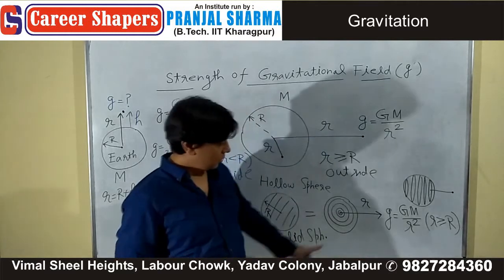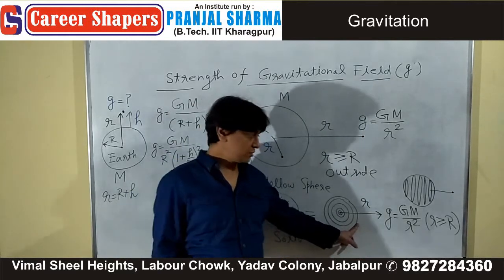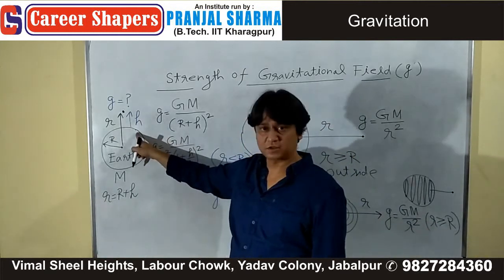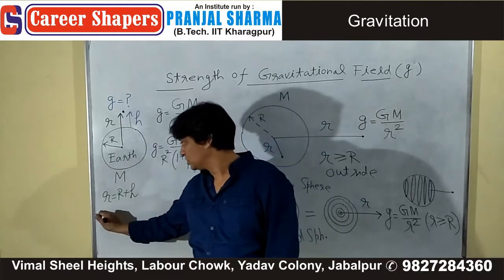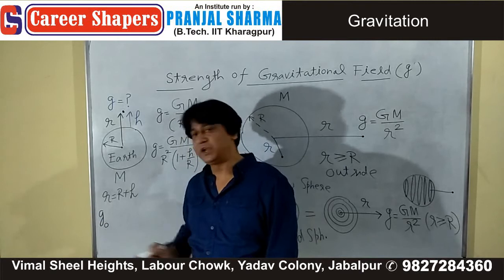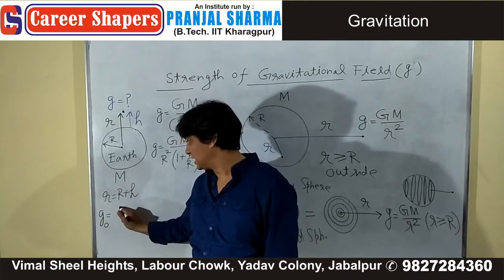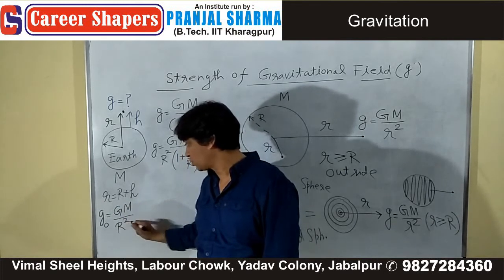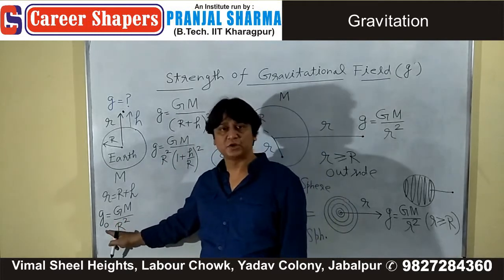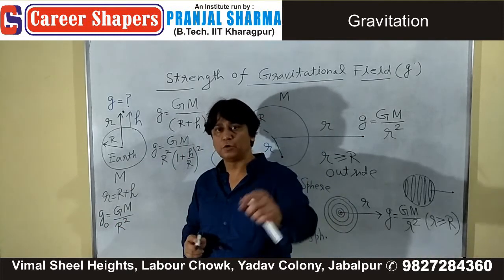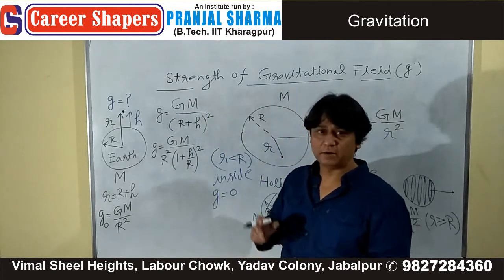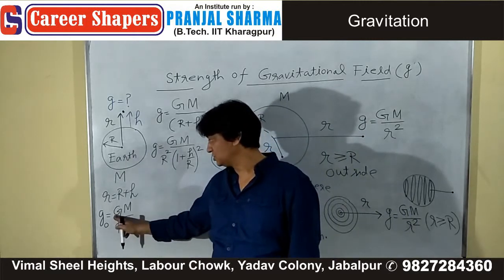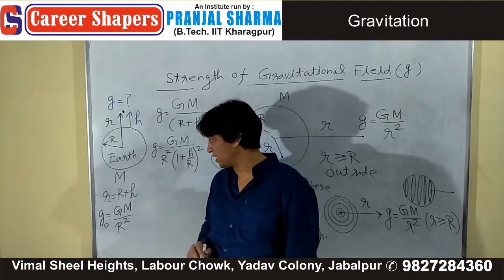If you are on the surface, that means you'll be using the equal sign. That means once you are on the surface of Earth, G is called G naught. This G naught is Gm divided by r square. What is G naught? Gravitational field on the surface of Earth, which you know as 9.8. It's not exactly 9.8, you will see it later, but right now G on the surface is what? Gm divided by r square.